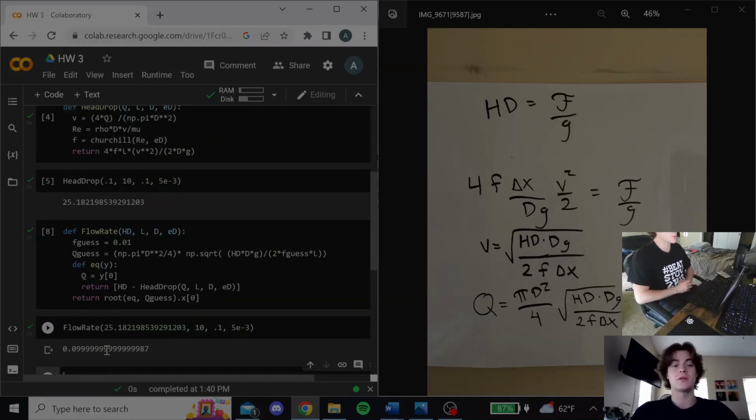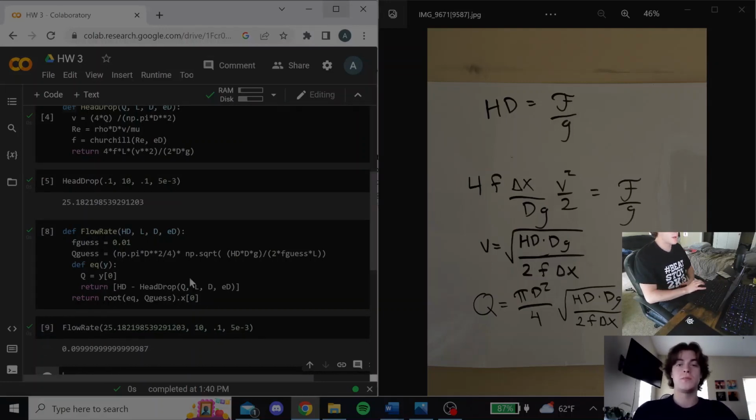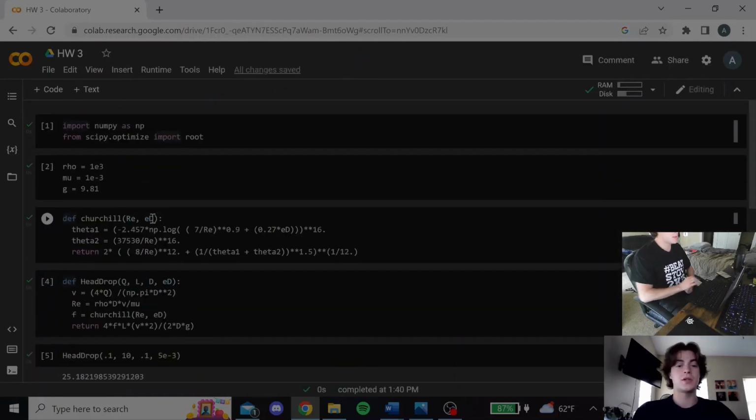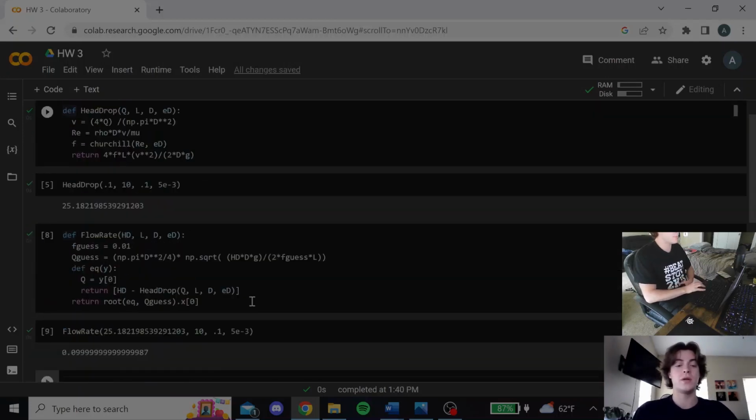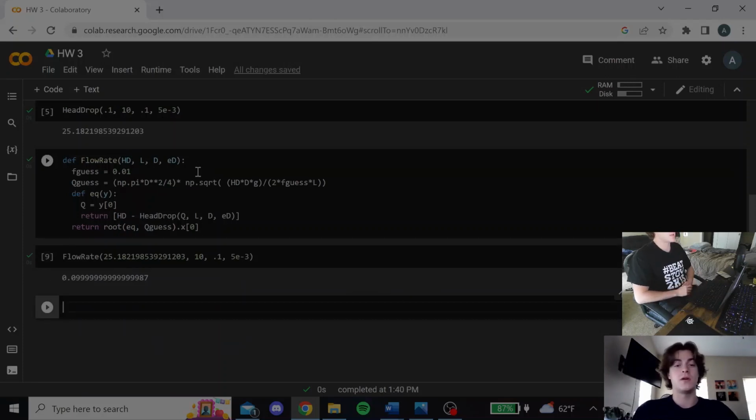So that function works. So here we have a function that is used to calculate the friction factor. And then we have this function, which calculates head drop when we're given flow rate. And then our third function calculates the flow rate for a given head drop.